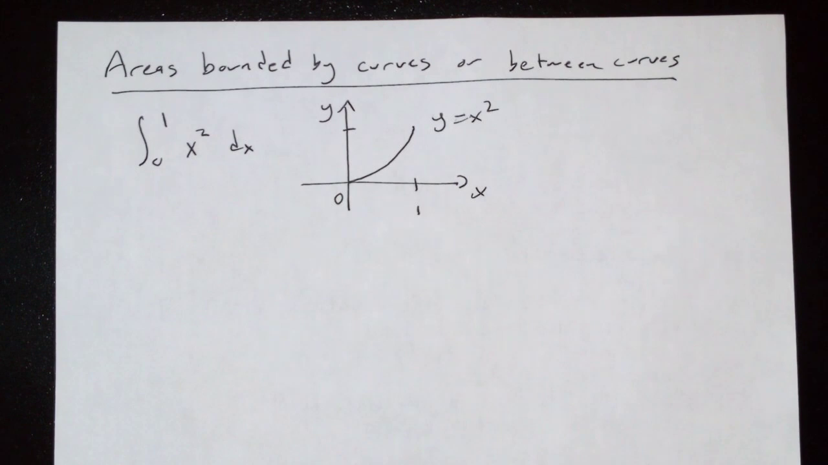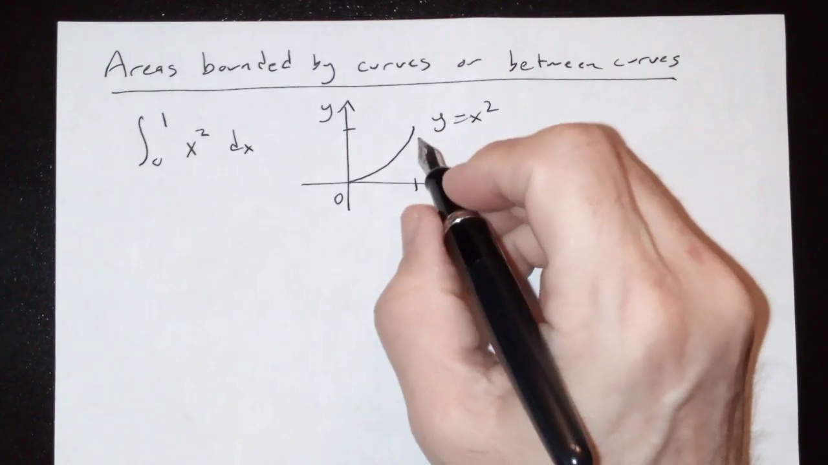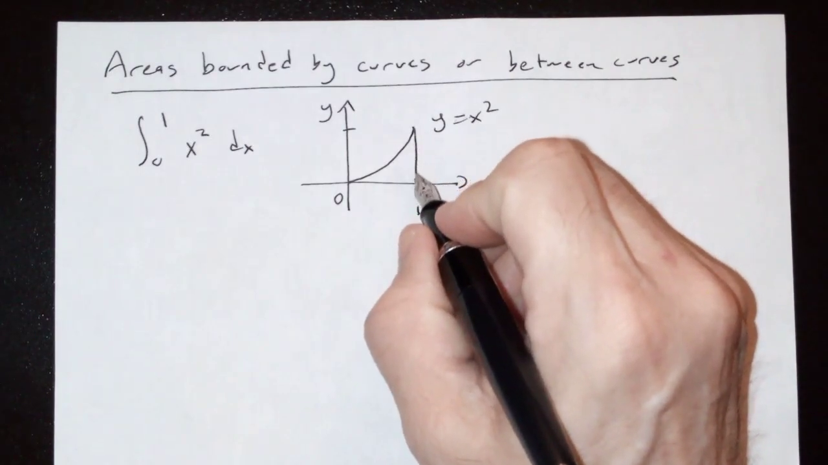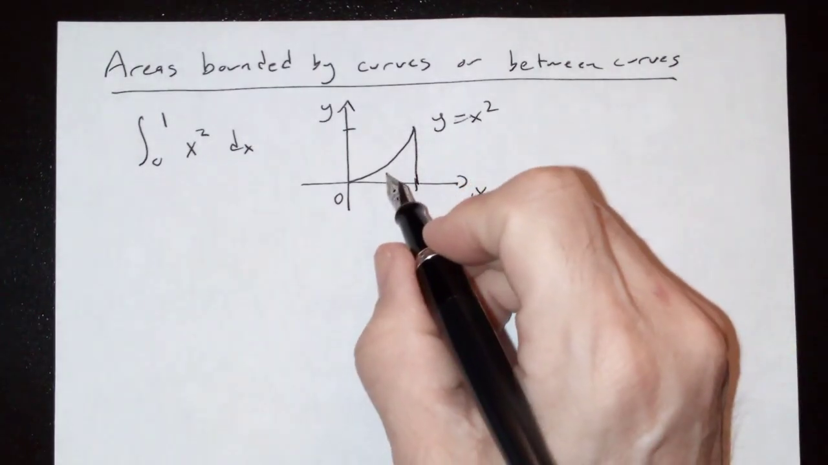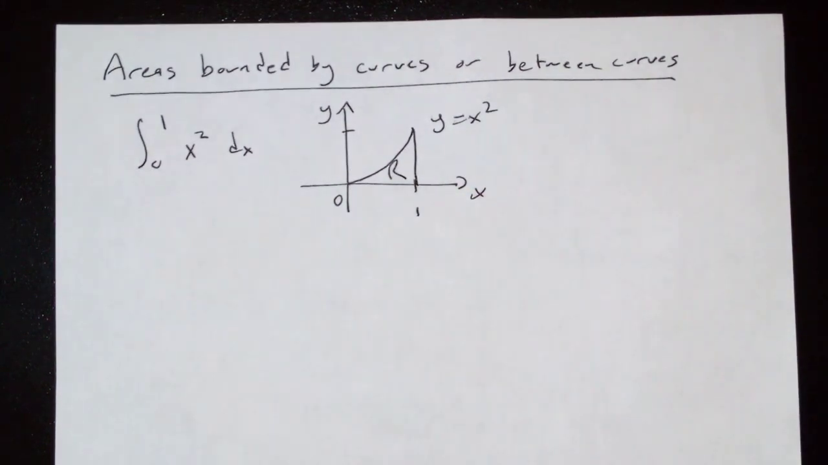So I think of the graph of y equals x squared, and I see this piece of a parabola, and I know I only need that piece because I'm only working between 0 and 1. But when I write out this integral, I picture drawing a vertical line that ends at x equals 1, and I think of this region.